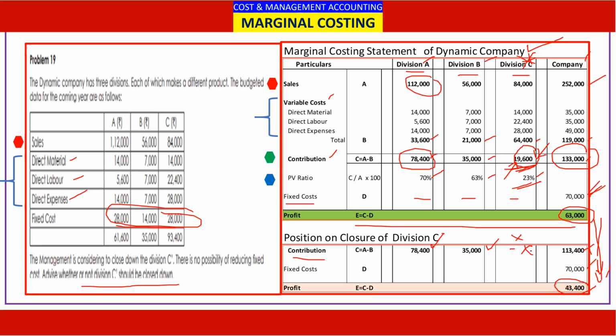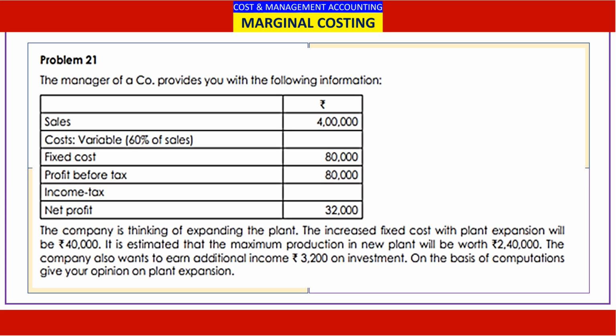Let us go to one more problem. The manager of a company provides you with the following information: sales, variable cost, fixed cost, profit before tax, income tax, net profit. The company is thinking of expanding the plant and the increased fixed cost is 40,000 and the maximum production in the new plant will be 2,40,000. The company wants to earn an additional income of a minimum of 3,200 rupees. On the basis of computations, give your opinion on the plant expansion.